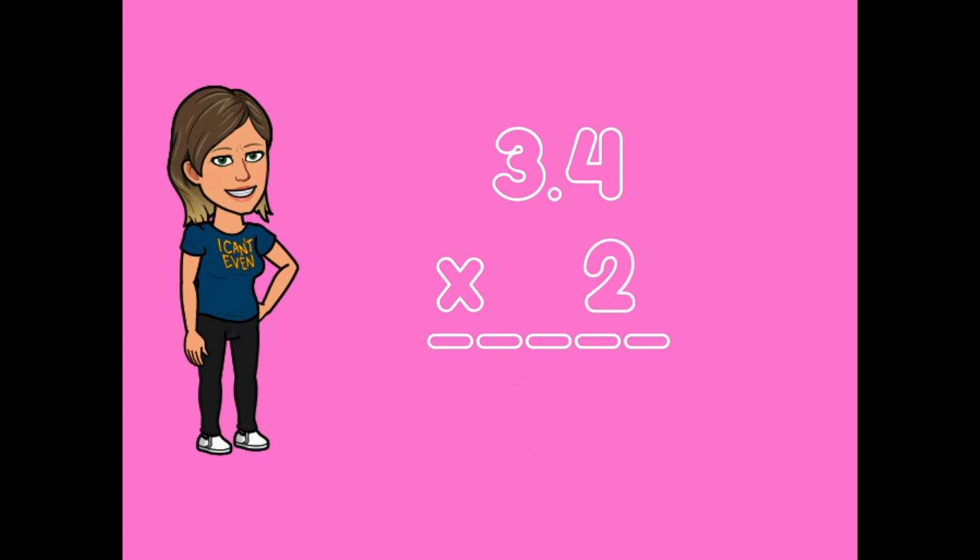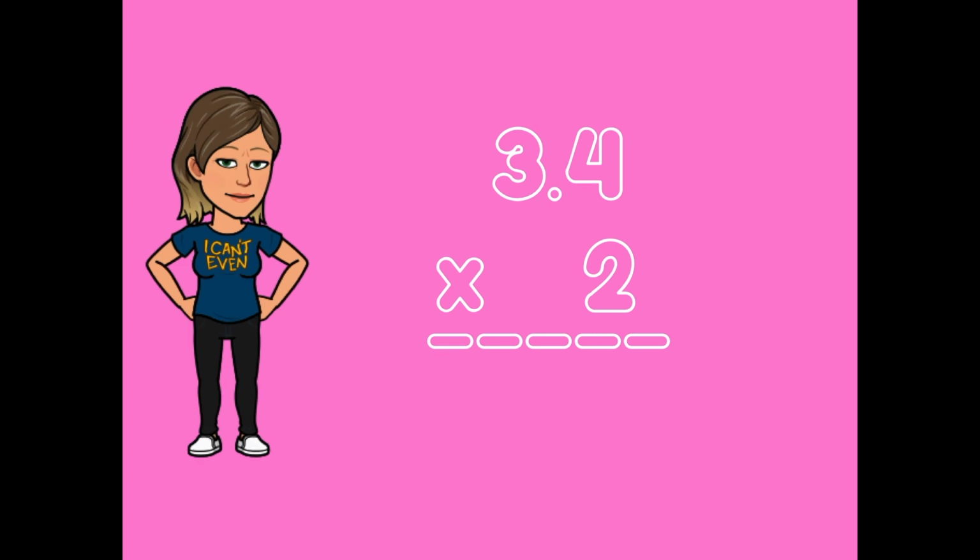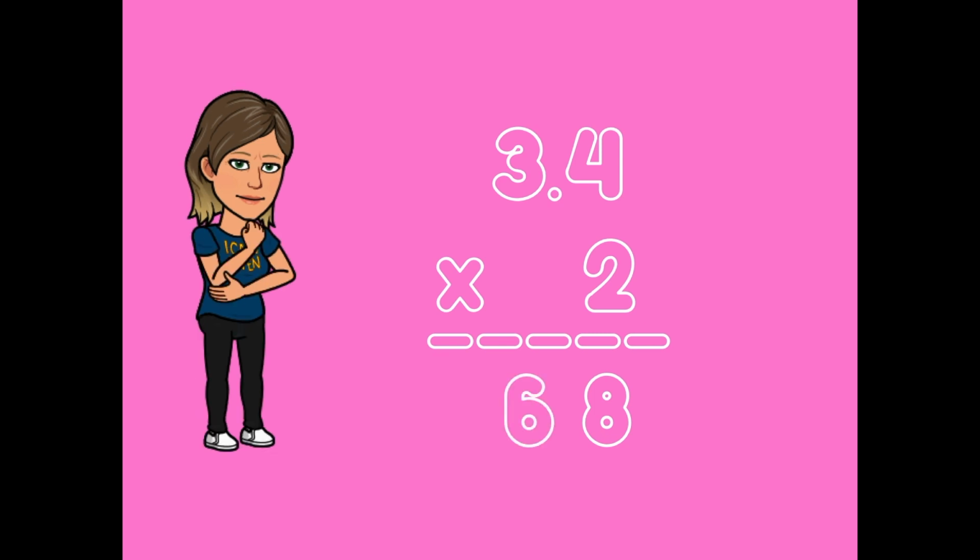Now let's change that problem up a little bit and try it again. 3 4/10 times 2, whole number 2. We're going to multiply just like it was 34 times 2. 2 times 4 is 8. 2 times 3 is 6. And then, just like before, our last step is to place the decimal point.